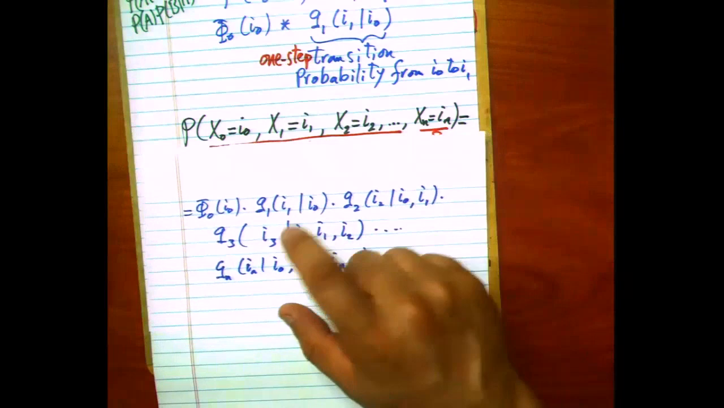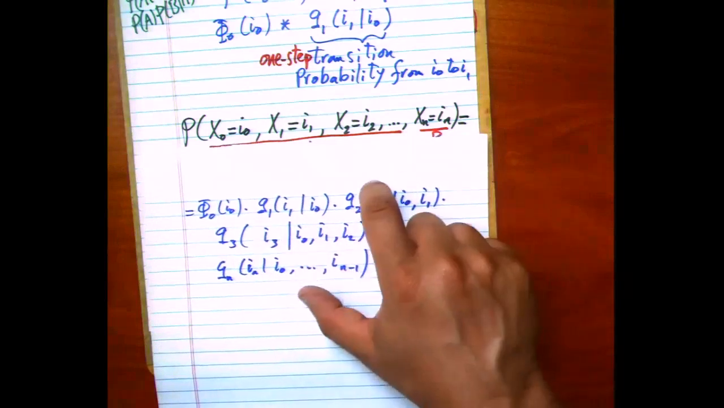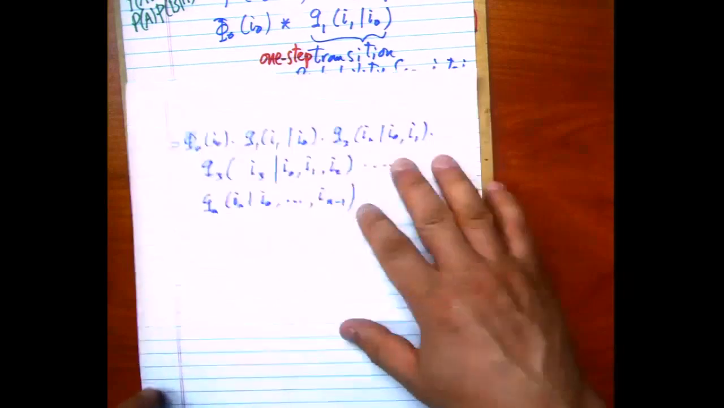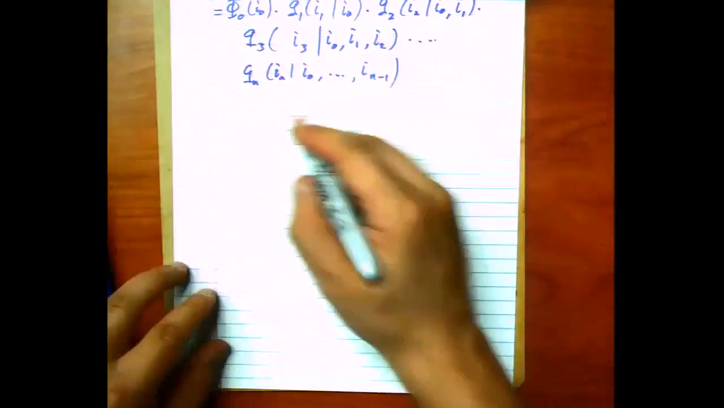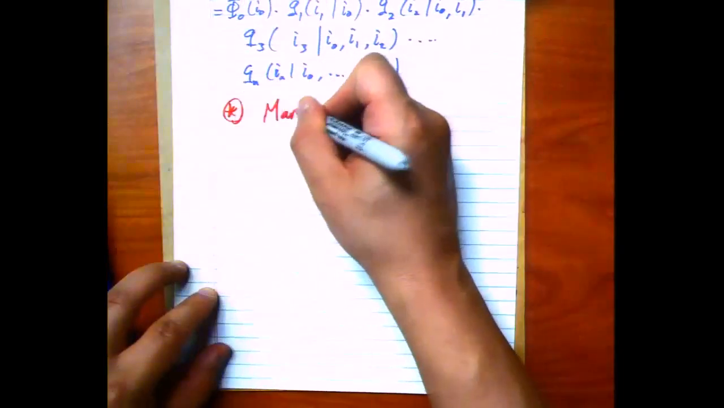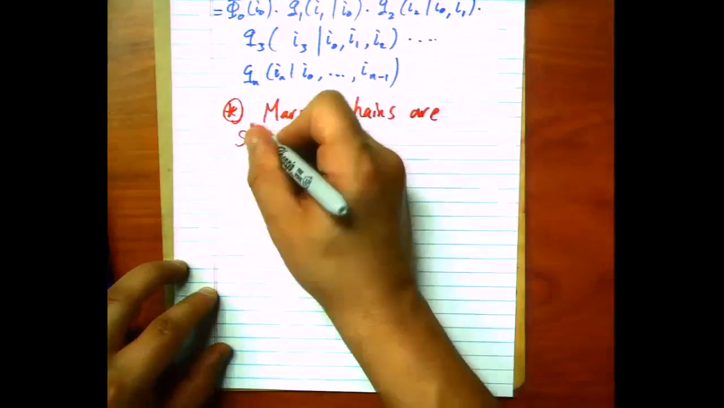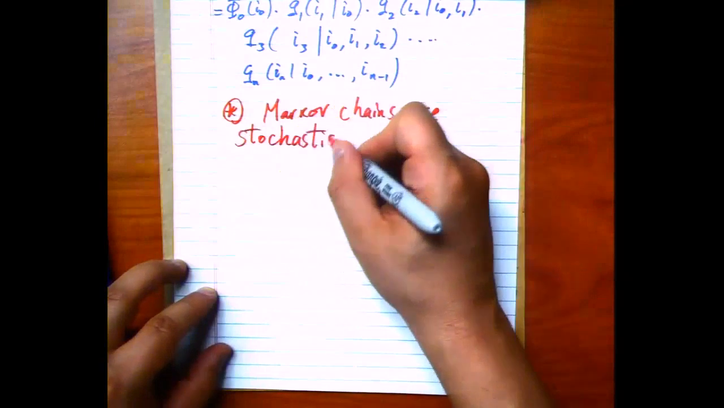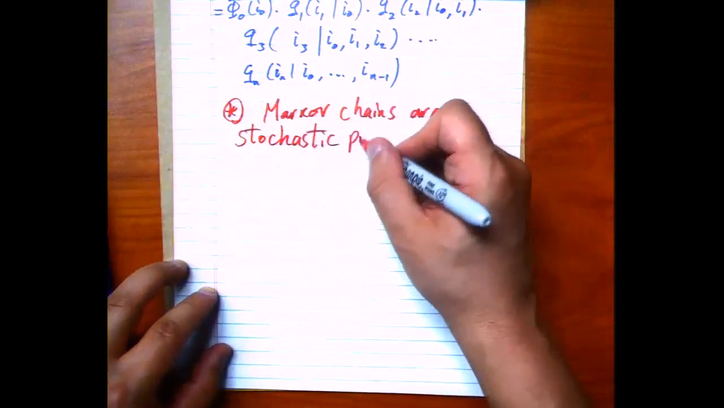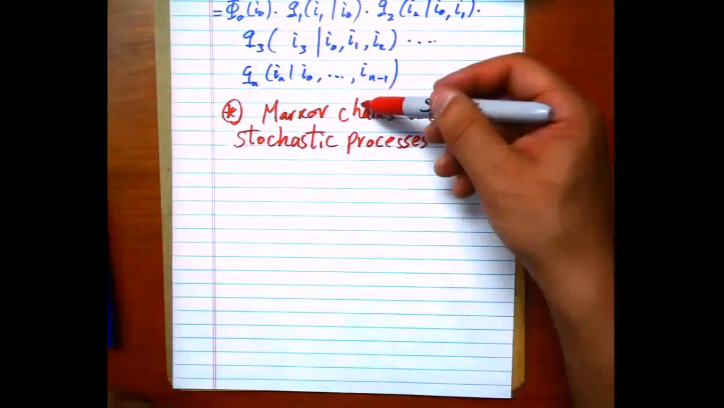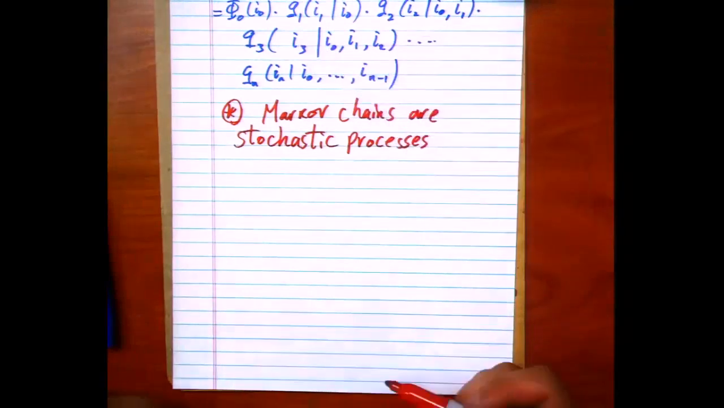Probably we need some more assumptions to simplify these probabilities, and that's what's next. That's what it's all about: Markov chains. Markov chains are stochastic processes that can simplify these Qs. Markov chains are some type of stochastic processes, and one of the most important stochastic processes. We call them chains because of the discrete time. That's why we call them a chain, not a process.